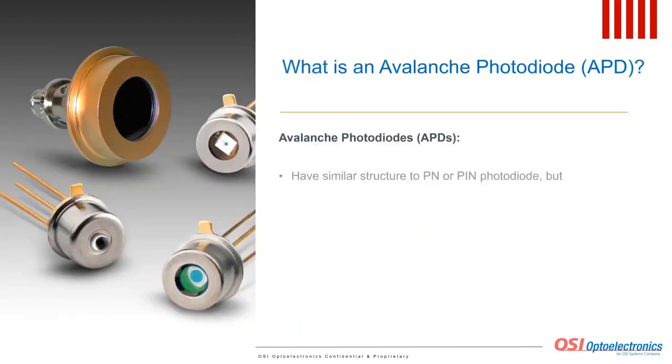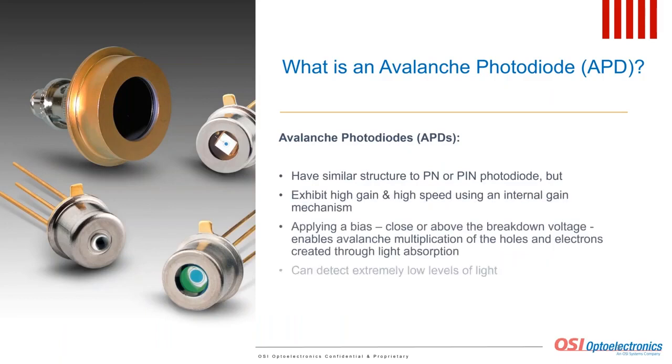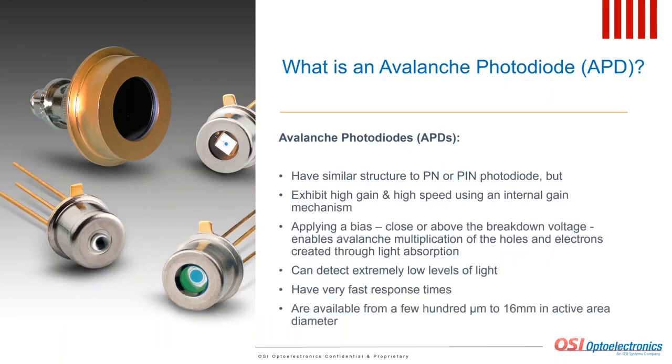Avalanche photodiodes are semiconductor devices designed to operate under specific conditions. APDs have similar structures to regular pin photodiodes. The design features include a moderately doped region, called the avalanche region, allowing carrier multiplication at an appropriate bias. Due to avalanche multiplication of carriers created through light absorption, APDs allow detection of very low intensity optical signals and very fast response time. Currently available APDs include structures with active area diameters from tens of micrometers to over 10 millimeters.